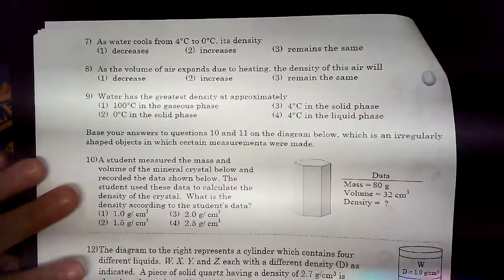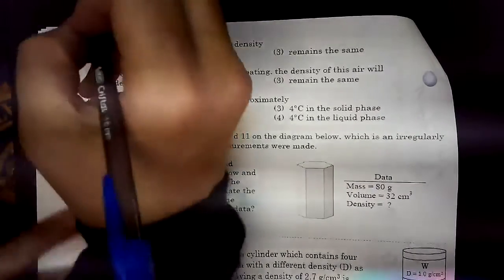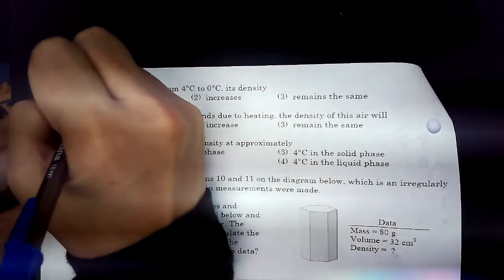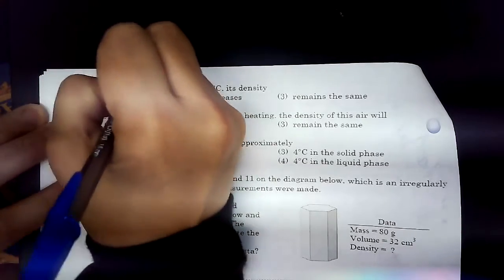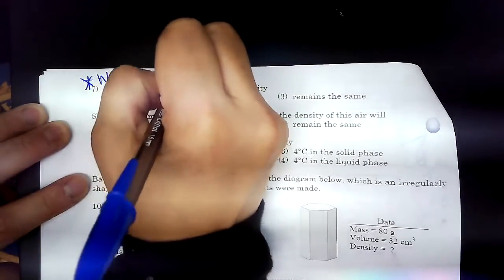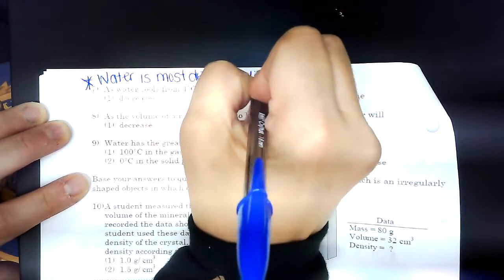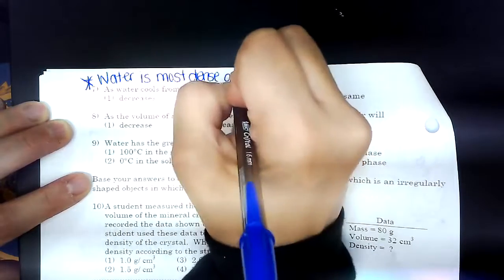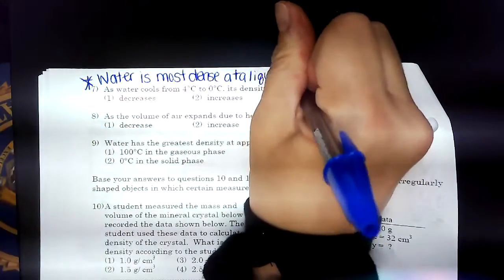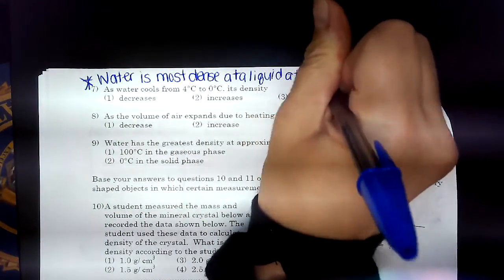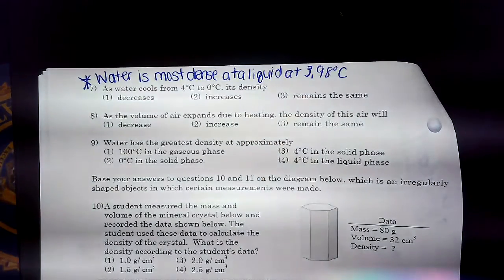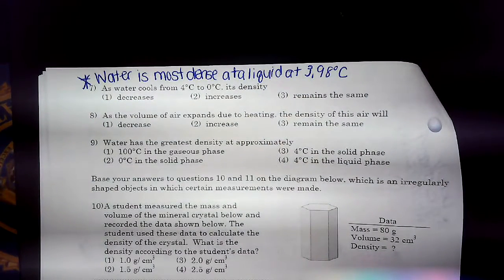Water. Remember, water is the exception to the rule. The key that you need to remember for water is it's most dense as a liquid at 3.98 degrees Celsius. So we're cooling from 4 degrees to 0 degrees. So it's getting colder. But what is so fancy about 0 degrees Celsius?